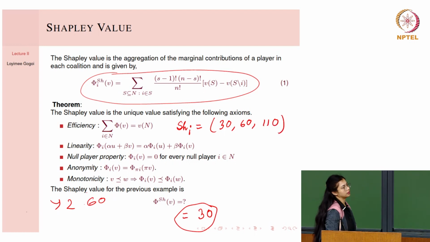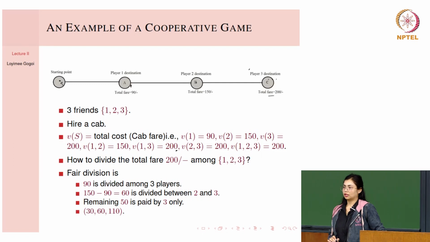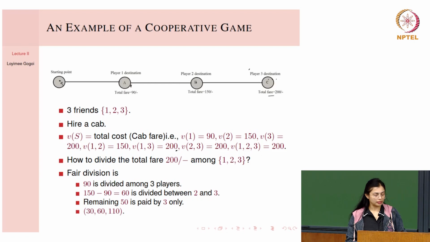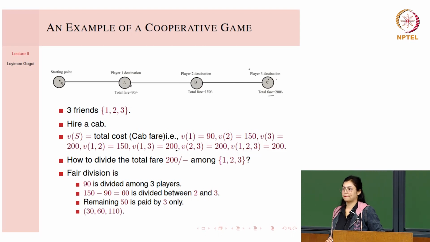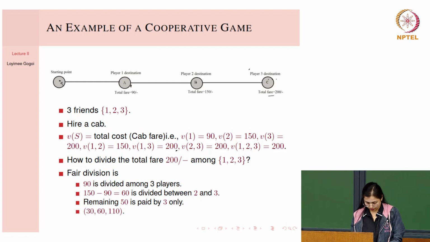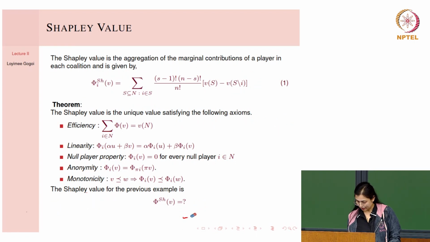Right? This is the Shapley value, and we discussed one of the fair ways we can distribute the whole fare among these 3 parents: 30, 60 and 110. And the Shapley value gives us the same allocation. Okay. So you can do this verification at home also.